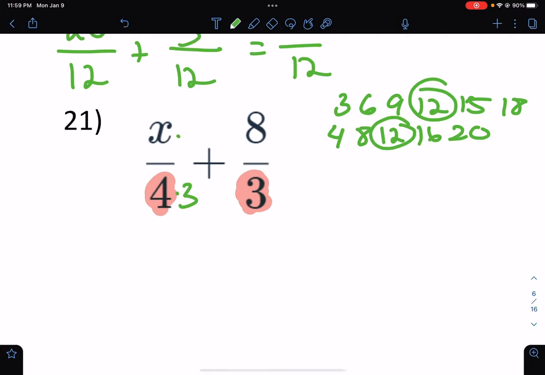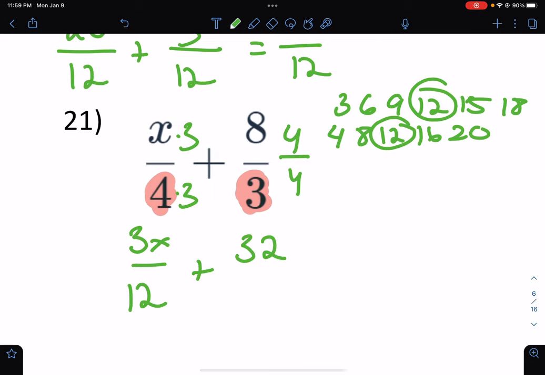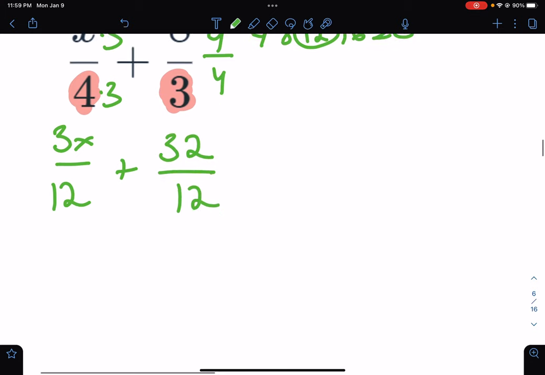You're going to multiply the top and the bottom here by 3 so that we get a 12 on the bottom. Now, in this case, we have an x on top, so we have to do x times 3. So we get 3x over 12, and then we're going to multiply this one by 4 over 4, which is going to give us 32 over 12. Now, before, we were simply able to combine the terms on the top because they were both constants. They didn't have any variables.